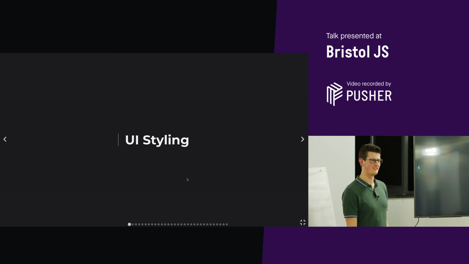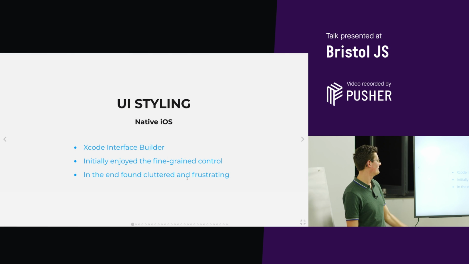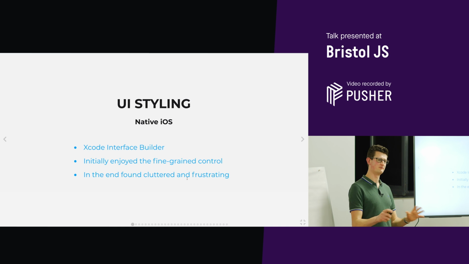So moving on to styling the UI, obviously a really important part of the application. So with the native iOS approach, inside of Xcode, which you can use for lots of different projects for building native iOS apps, you use the Xcode interface builder, which is basically a set of tools that come with Xcode for building interfaces. So I'll show you a picture of it in a minute if you've not used it before, for a bit of context.